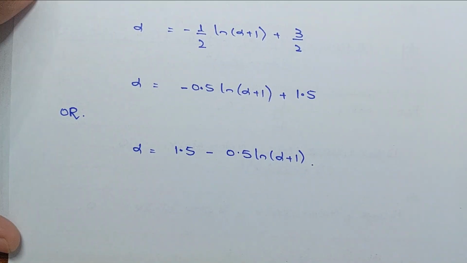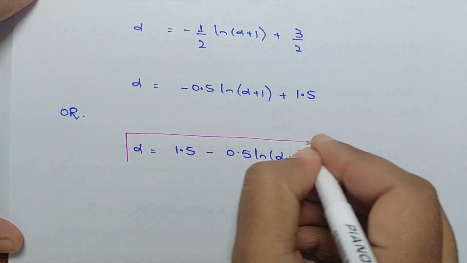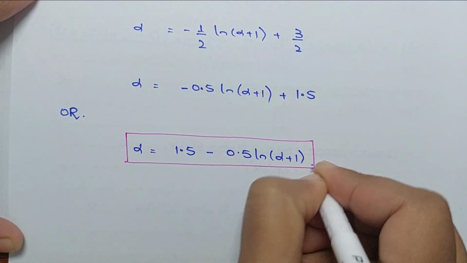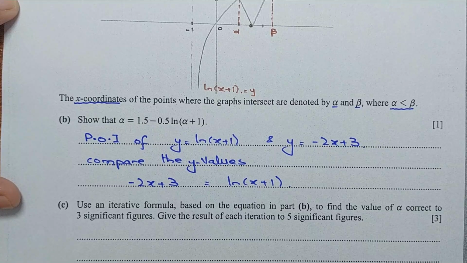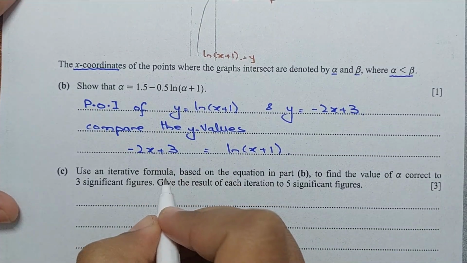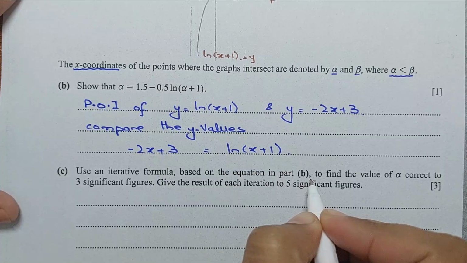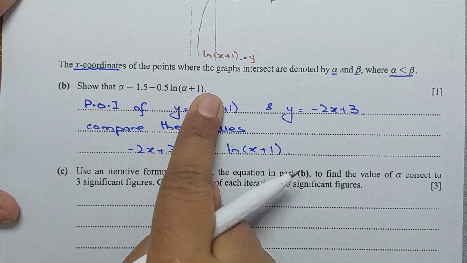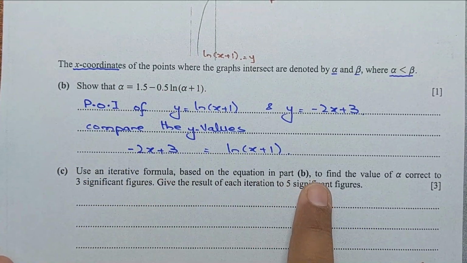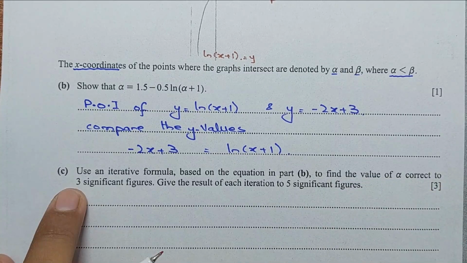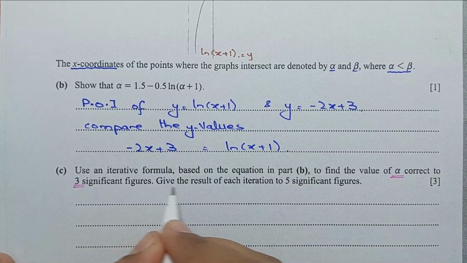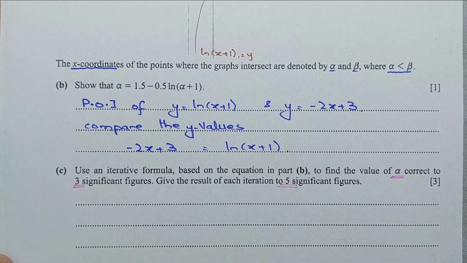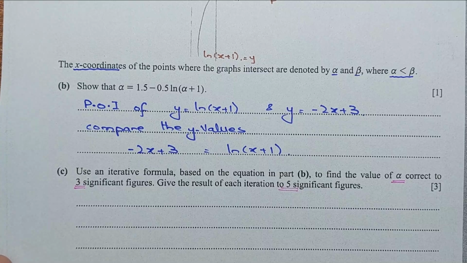So we have proved that this is the x coordinate of one of the points of intersection of the two curves, right? Now for part C, use an iterative formula based on the equation in part B. This is the equation in part B. We have to use an iterative formula to find the value of alpha correct to 3 significant figures. Alpha should be in 3 significant figures, right? Okay, give the result of each iteration to 5 significant figures. So what would be the iterative formula over here?